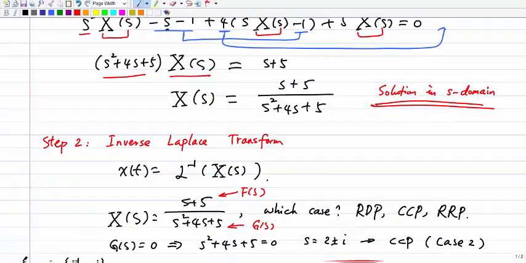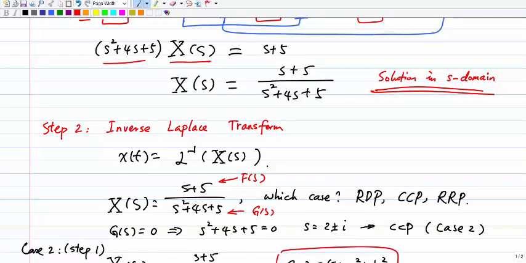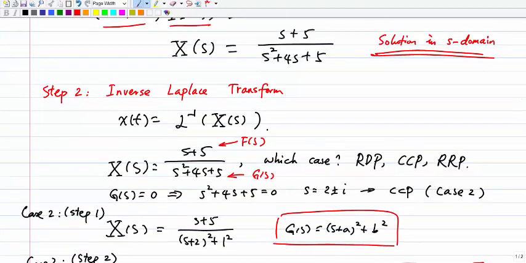Now, once we find a solution, we can use step 2, the inverse Laplace transform. I just have to take the inverse of this X(s) and try to figure out x(t). In the previous few videos, I talked about how to find the inverse Laplace transform for several different cases. So which case does this one correspond to?